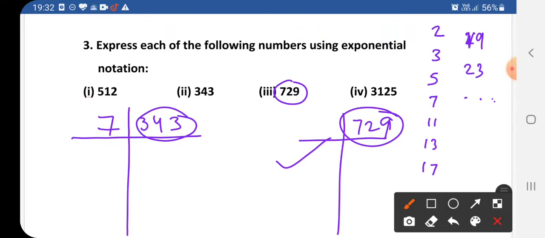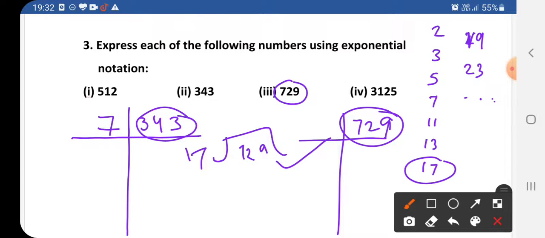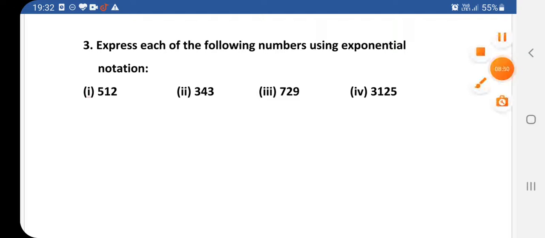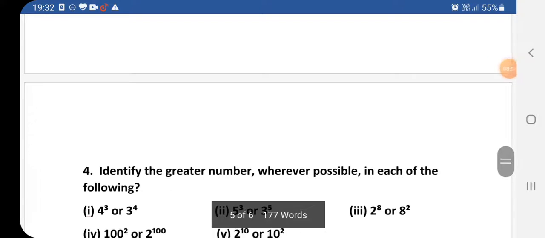So keep on checking. You can directly divide 729 by any number, like if you don't know the rule of divisibility of 17, simply divide it by 17. If it is completely divisible, then 17 can be a factor of this number, otherwise not. Try to do it yourself. If there is any confusion, we will resolve it during live classes. Now question number 4.